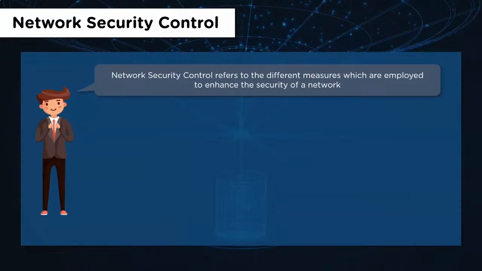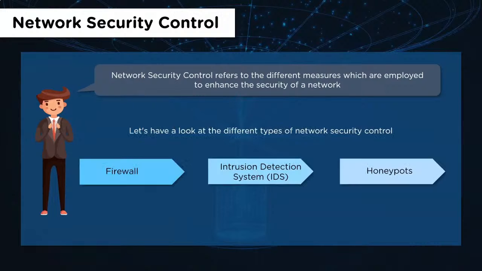Now let's start talking about network security controls. Network security controls are nothing but implementations of various devices to enhance the security of a particular network. These could be firewalls, intrusion detection systems, intrusion prevention systems, honeypots, etc. Let's look at a review of what these devices are now.